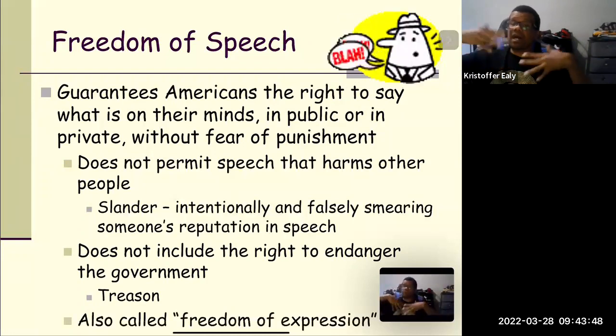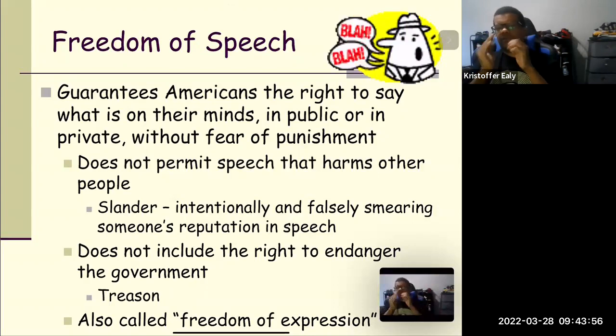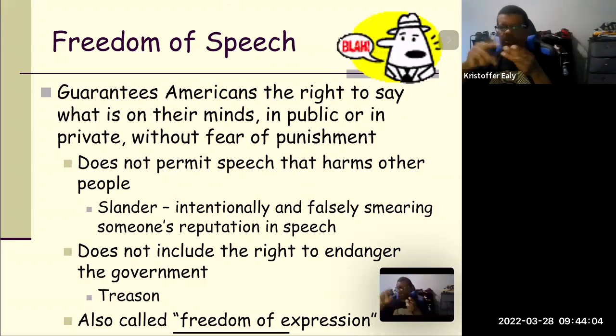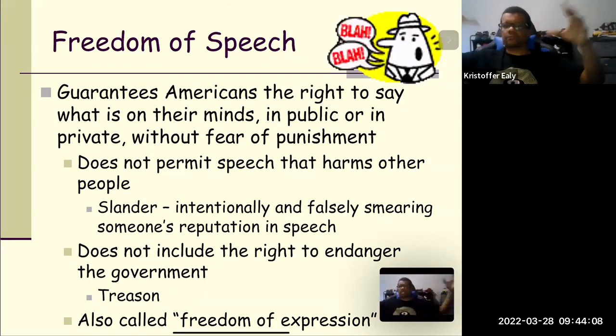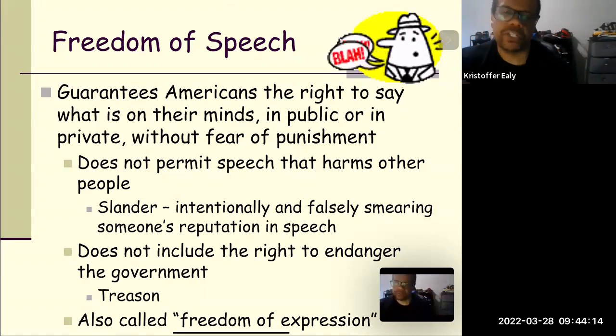Also called freedom of expression. So in this class, you will hear me use freedom of speech and freedom of expression interchangeably. Freedom of expression includes freedom of religion, freedom of petition, protest, all that stuff. That's included. Collectively, we call those things freedom of expression, but it all falls under the freedom of speech umbrella in the First Amendment.